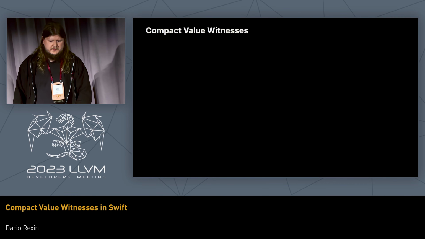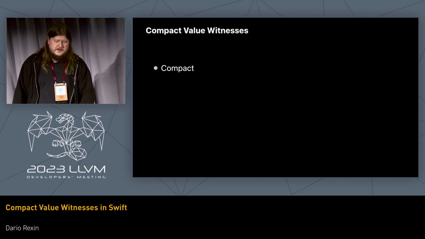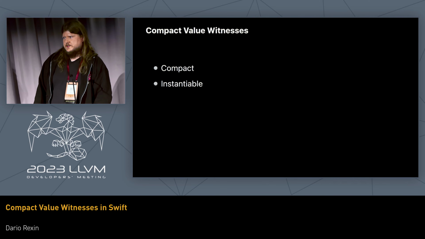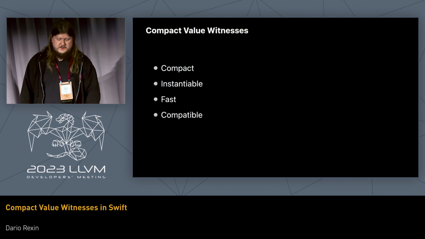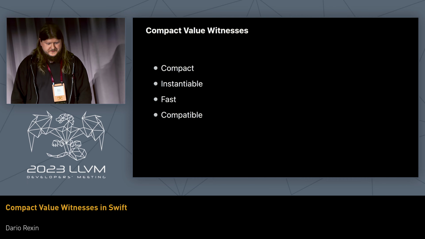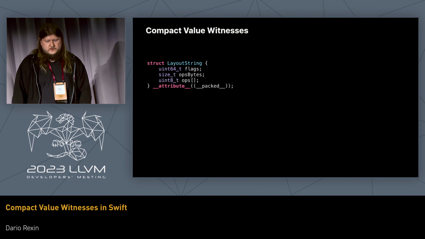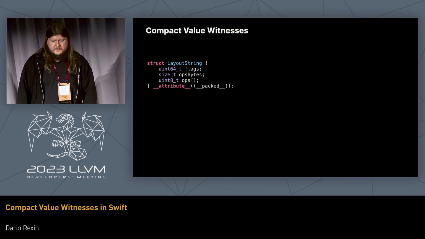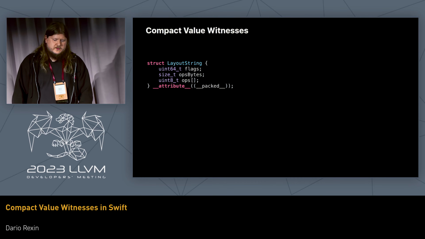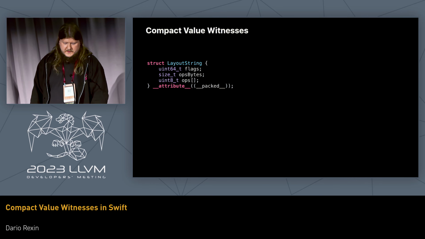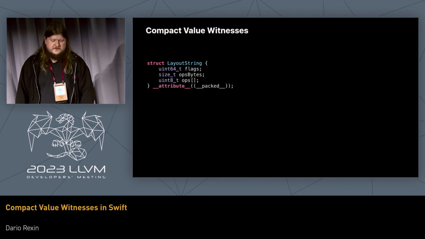Our requirements for compact value witnesses were: they obviously had to be more compact. We wanted them to be runtime instantiable to eliminate the indirection in generic types. They had to be fast, and they had to be compatible with the existing value witnesses. Instead of executable code, we emit a compact representation of the object layout, which we call a layout string, that will be interpreted by a set of runtime functions. A layout string starts with a header consisting of flags and the size of the operations in bytes, followed by the operations. Layout strings are packed to make them smaller, but also easier to parse and instantiate at runtime.